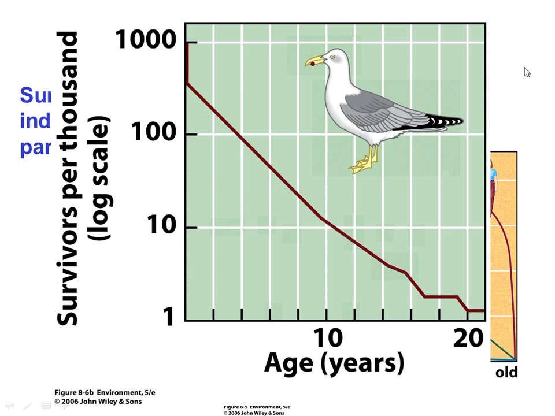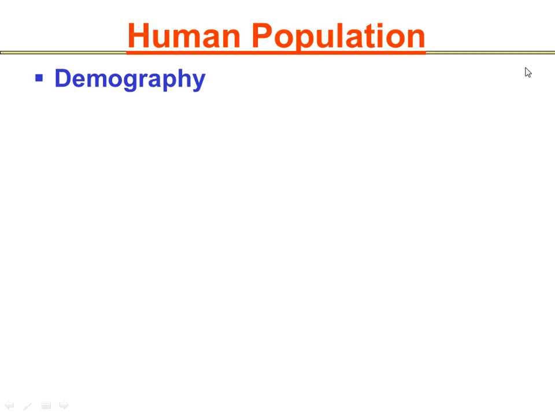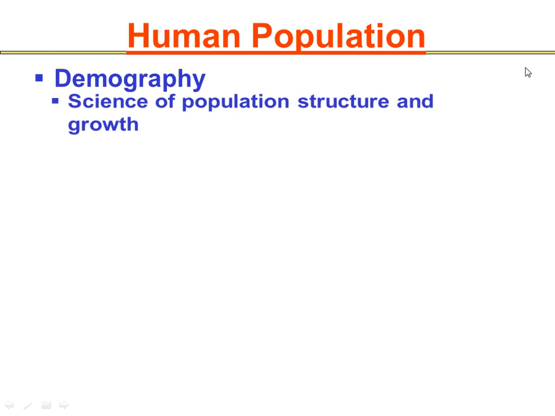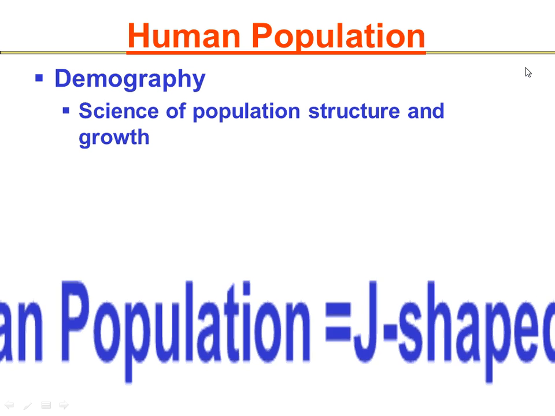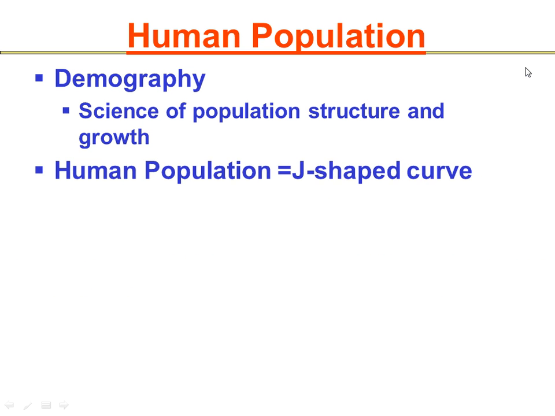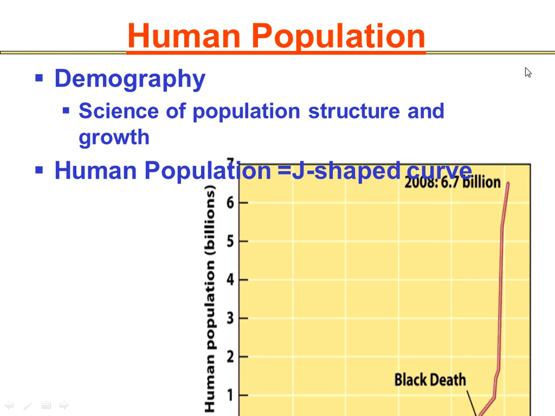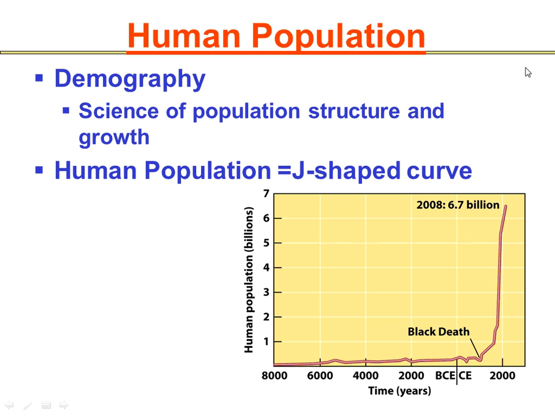All right, human population. This is what we're going to discuss for basically the rest of this chapter and the next chapter. And I just defined demography for you, the science of population structure and growth. And as we discussed, our human population is a J curve currently. So we're currently seeing exponential growth.